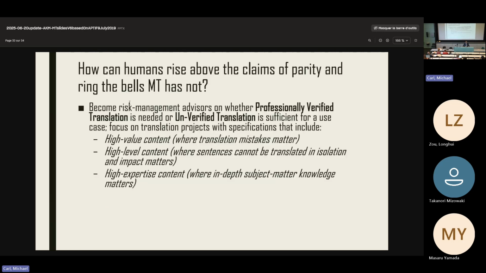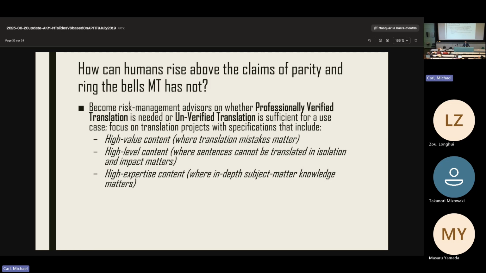Now, how can we rise above? Here's my parting statement for advice to translators. If you are a translator or you know a translator who's worried about the future, here's my advice. As chair of the North American region of FIT, the International Federation of Translators, focus on use cases where professionally verified translation is needed.